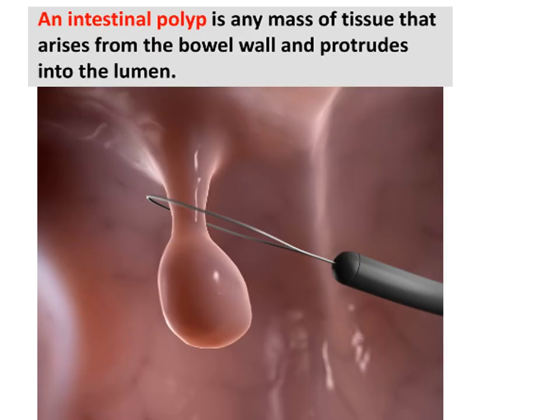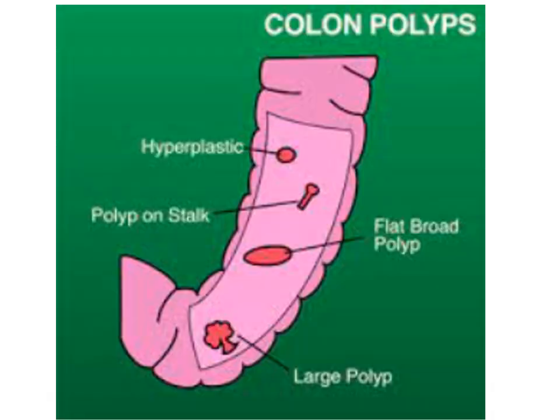What is a polyp? Any mass of tissue that arises from the bowel wall and protrudes into the lumen. A polyp can be benign or malignant. Colonic polyps can be neoplastic, inflammatory, or hyperplastic. Depending upon their shape, they can be large, flat, or pedunculated, with a stalk.